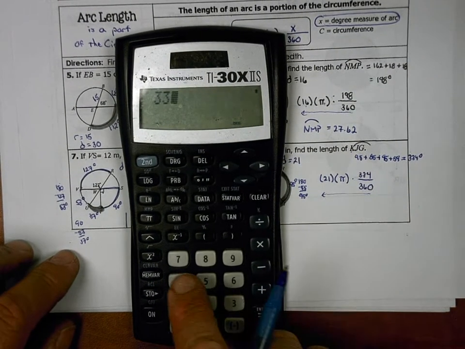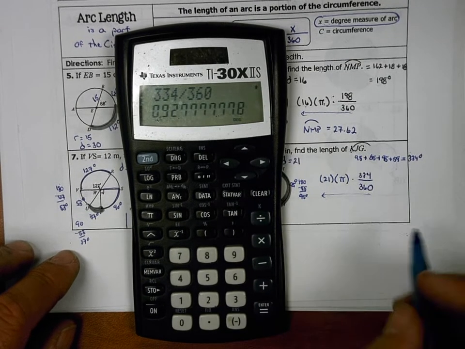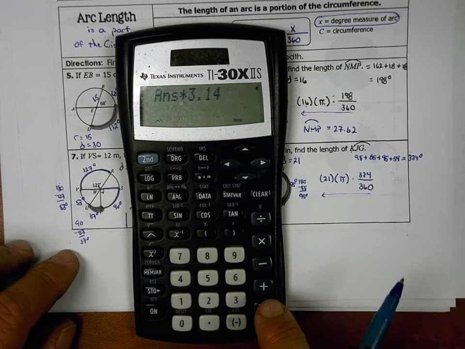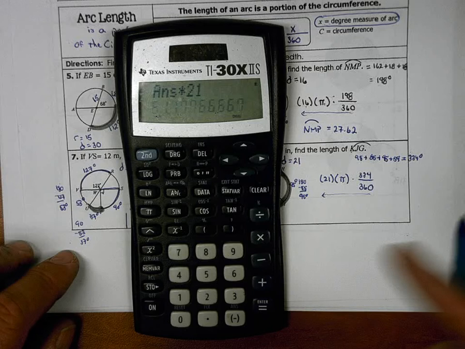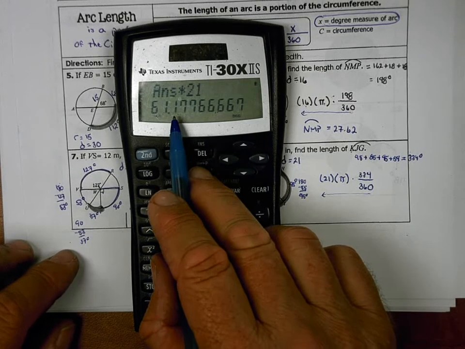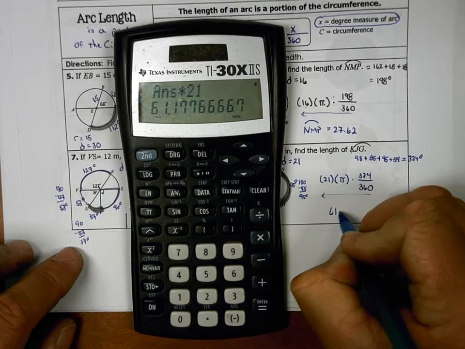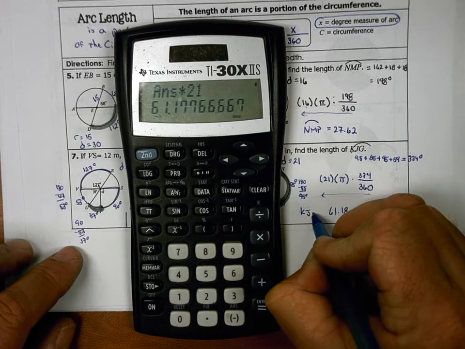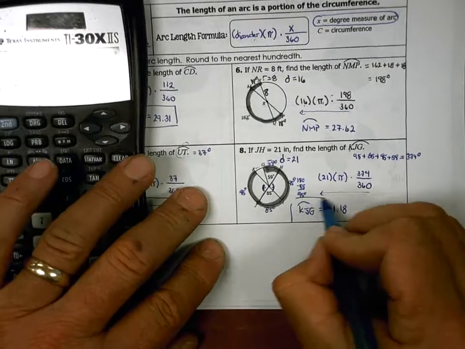So I'm going to take 334. I'm going to divide it by 360. That's going to give me a decimal. Then I'm going to multiply that by pi. I'm going to use 3.14 for pi. That's going to give me that answer, and then I'm going to multiply that by 21. There's my answer: 61.18. It said round to the hundredths. So 61.18 is the length of arc KJG for number 8. Okay?